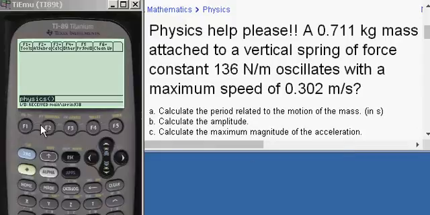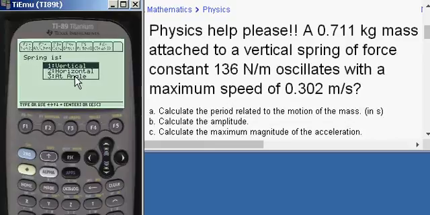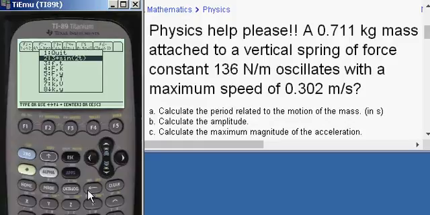Let's do it. Physics, to get to my menu. Main menu. I'm already at springs to save time. We scroll down there, we press enter. Spring calculation, we choose vertical because it's vertical in the problem. Press enter, and then we're going to choose what's given, and the variables is mass, k, which is the spring constant, and then velocity, which is the speed that they give you.